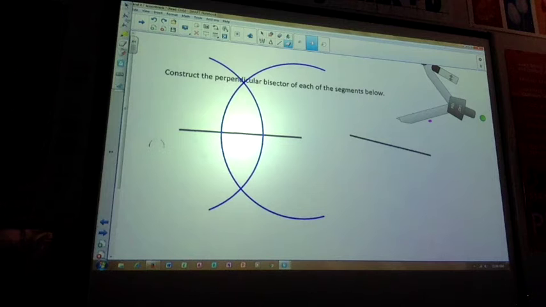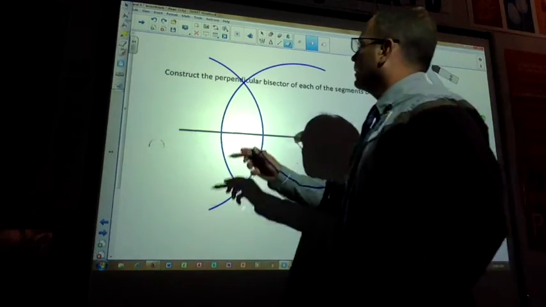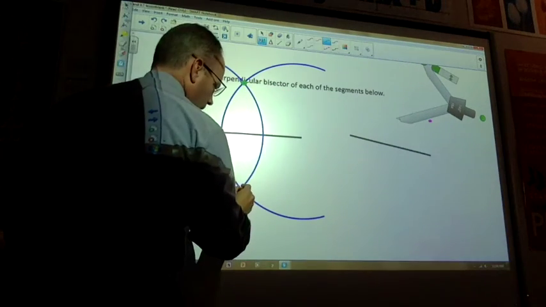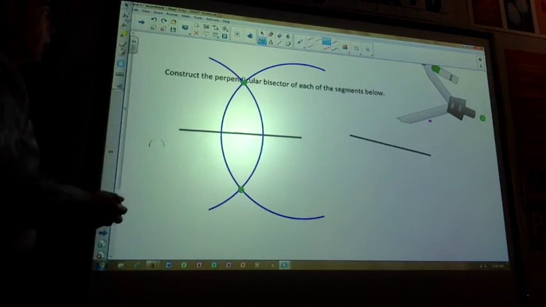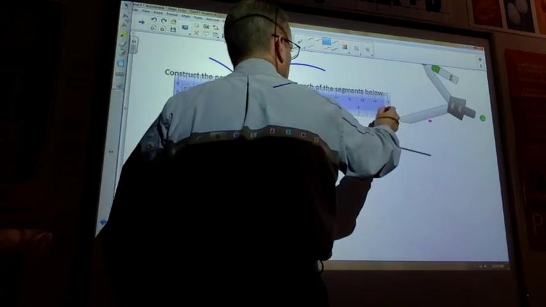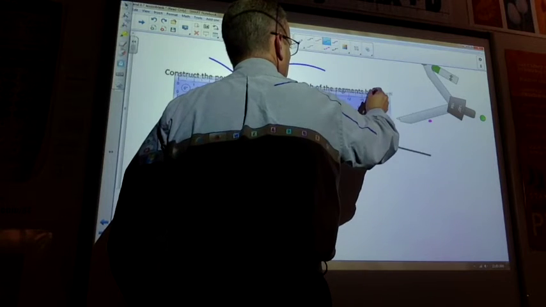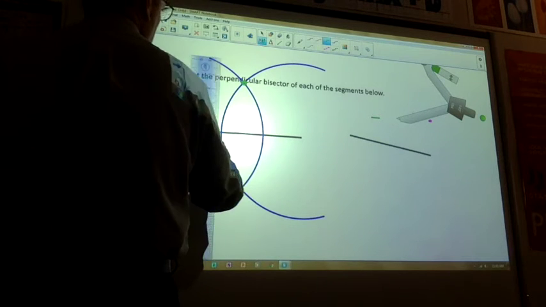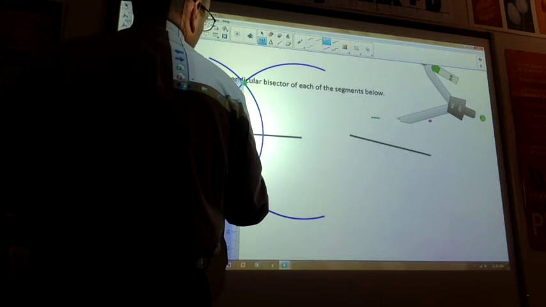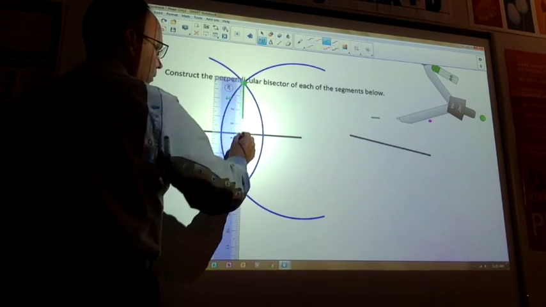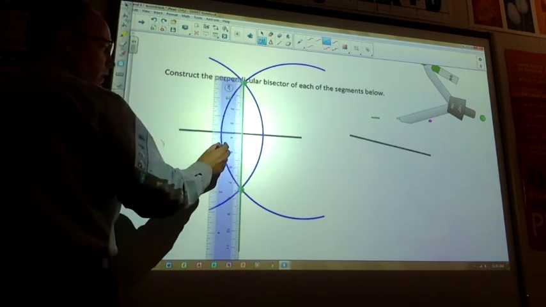Do you see where 2 new points have been established? 2 points define a line. Do you agree? So I now have a point right here, and I have a point down here. Do you agree? I'm going to use my straight edge. Make it vertical in this case. Connect the dots.